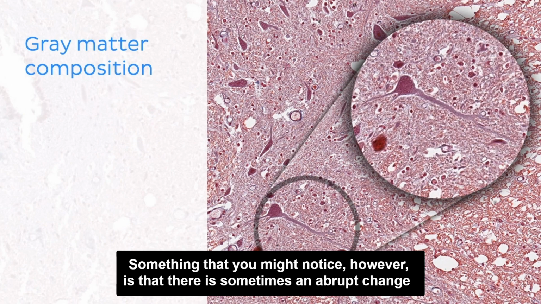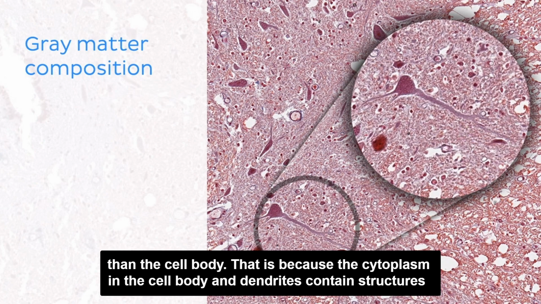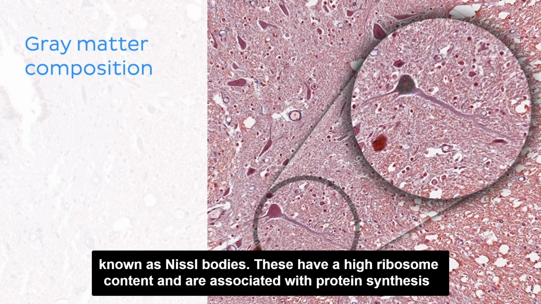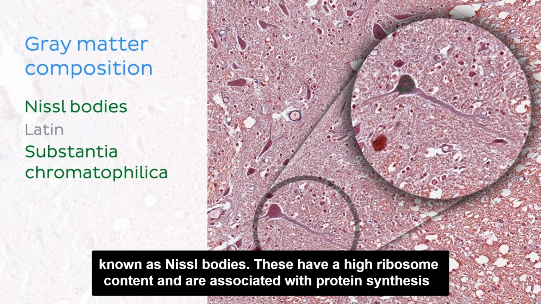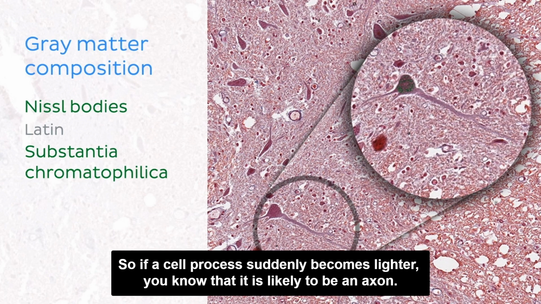Something that you might notice, however, is that there is sometimes an abrupt change in color between the cell body and a projection coming from it. And this process is a lot lighter than the cell body. That is because the cytoplasm in the cell body and dendrites contain structures known as Nissl bodies. These have a high ribosome content and are associated with protein synthesis in neuron cell bodies. And as they are absent in axons, they appear lighter in color.